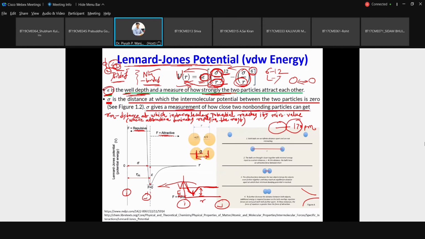So one parameter, epsilon, talks about the strength of interaction, and another parameter, sigma, talks about the size of the particle, like how closely the two things can come. So indirectly they are talking about the sizes. If you define only the sigma and epsilon parameters, you will get the van der Waals interaction between them at any distance r. Okay.